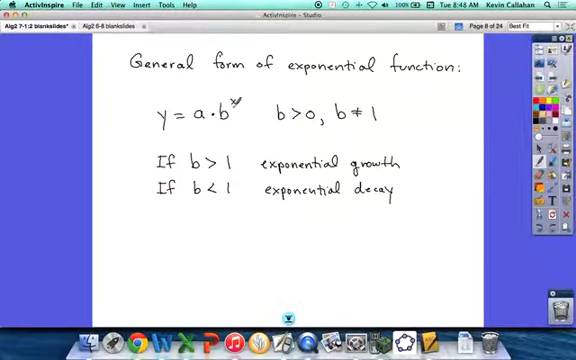Now, for the purposes of what we're doing here, we always consider b as positive. We're not going to use any negatives. And b would never equal 1. b is either bigger than 1 or it's less than 1. It can't equal 1 because what would you get if you had 1 to the x? It'd always be 1. It would be a constant. 1 to any power is just 1. So in between growth and decay is just the line y equals 1.